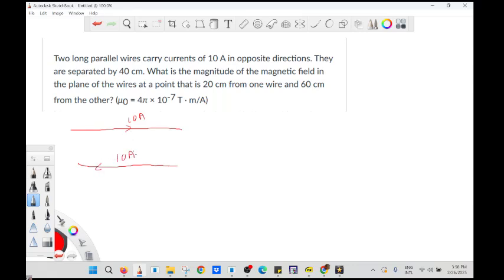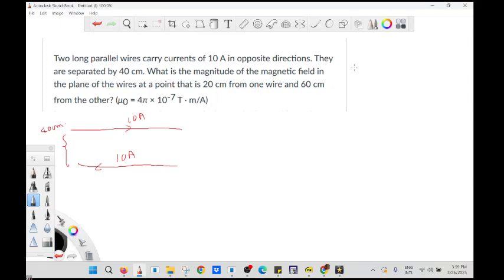direction, which is 10 amps. So you have two parallel wires that carry current. And the distance between them, it says it's 40 centimeters. Okay, so what's the magnitude of the magnetic field in the plane of the wire at a point which is 20 centimeters from one, 60 centimeters from the other?